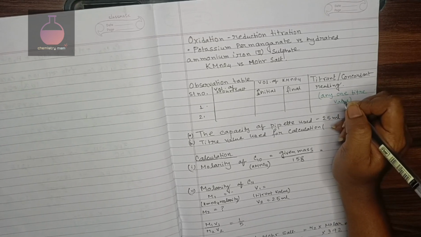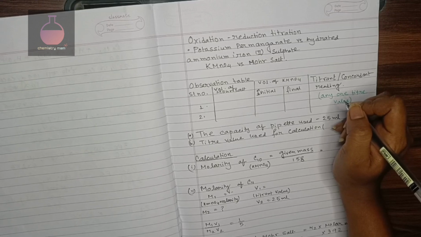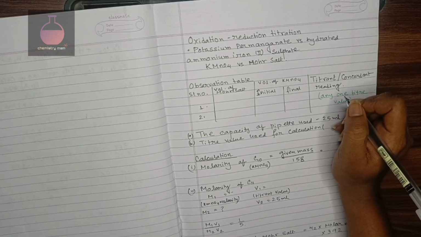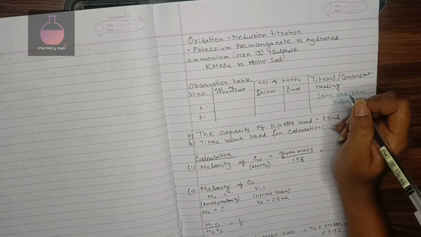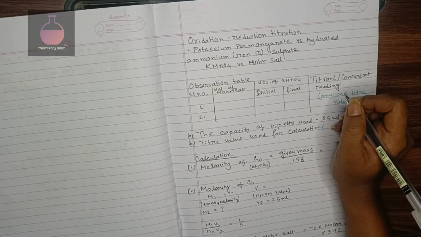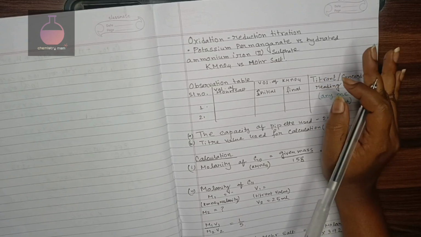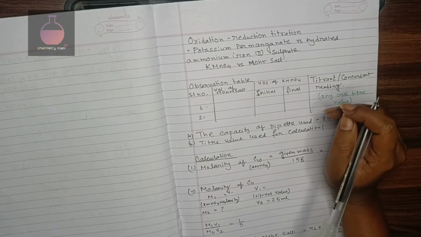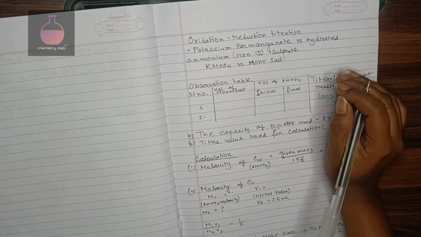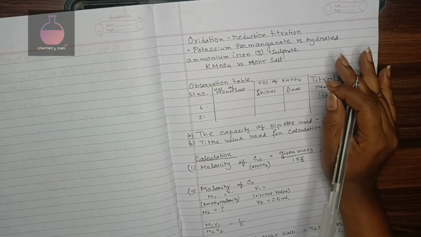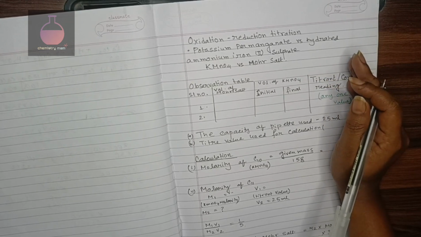In this channel, I am going to explain ISC and ICSE syllabus related topics, especially from chemistry, practical, theory and some questions. So today my topic is oxidation reduction titration. Here KMnO4 and Mohr salt are generally taken. First of all, you will be provided with a question, and some calculation will be related to that question, and some work you also need to do.